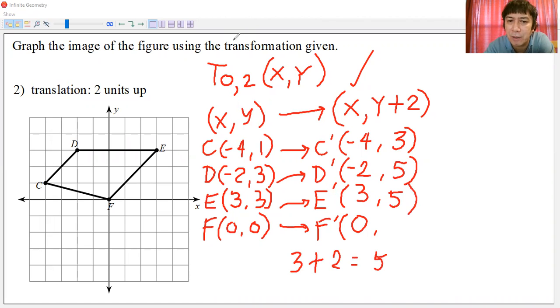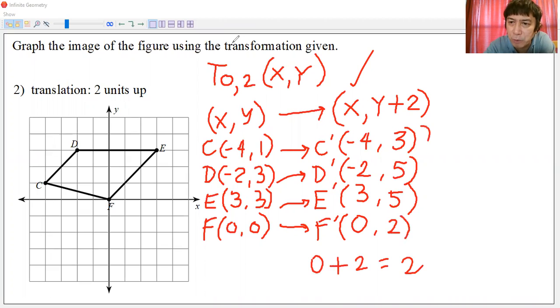And for F, let me erase that because we write there. For our F, our y is 0. So the 0, we add 2. That should be 2. And that will be for our F prime there. So we're done with the points. These are the points.